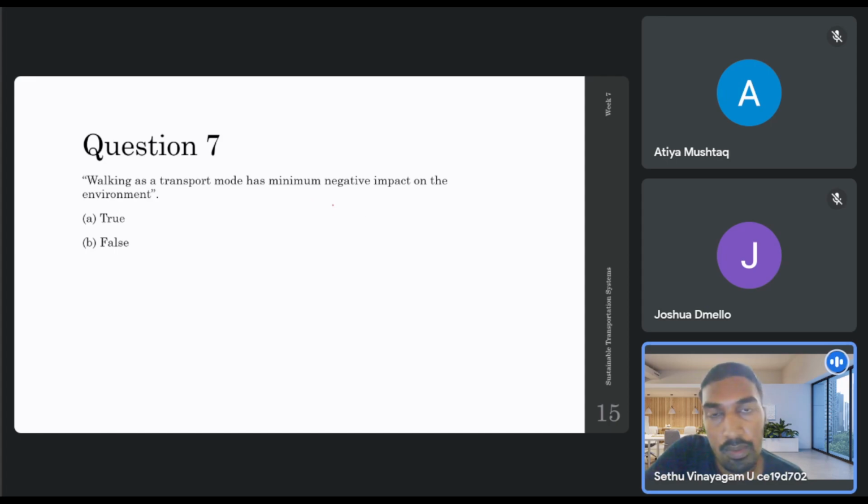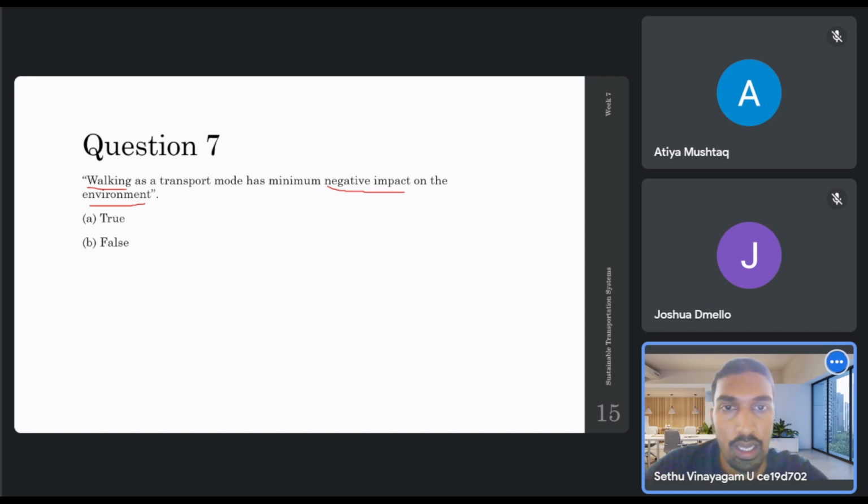And whether it has negative impacts on the environment or not. When we talk about negative environmental impacts, these could be noise pollution, increased fossil fuel usage, air pollution, soil pollution, and so on. When we are talking about walking, we know walking is a non-motorized form of transport, so we are not using any of these negative impacts that I was talking about. Those are not associated with walking.